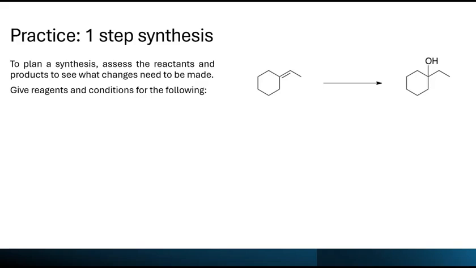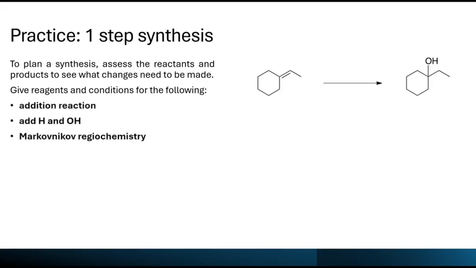Practice one-step synthesis. To plan a synthesis, assess the reactants and products to see what changes need to be made. For the following transformation, give the reagents and conditions needed. Well, we know we need to do an addition reaction because the pi bond is going away and we're making new sigma bonds. We're adding H and OH, and the OH is adding to the more substituted carbon, so it's Markovnikov regioselective. Therefore, the reagents that are needed are water in the presence of an acid catalyst, H2O, H2SO4.